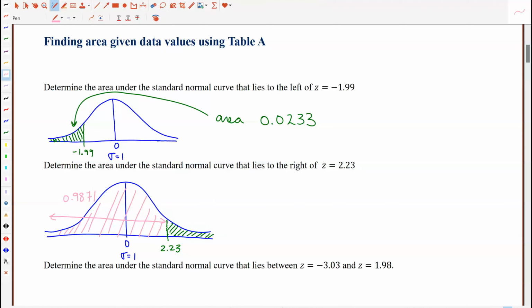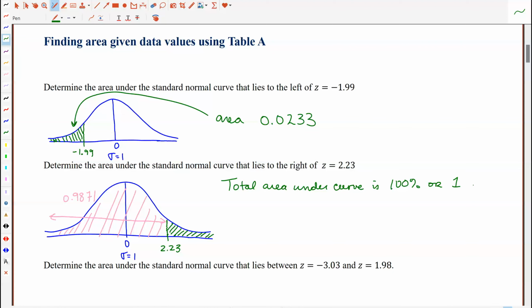Alright, but that's not the area that we wanted, right? We wanted the area that would be to the right of 2.23. So here's where we need to keep in mind that the total area under the curve is 100% in its percent form, or written as a decimal value, it's just 1. And right now when we go to that table, it's always giving us our areas as a decimal value that we could convert to a percent if we wanted to.